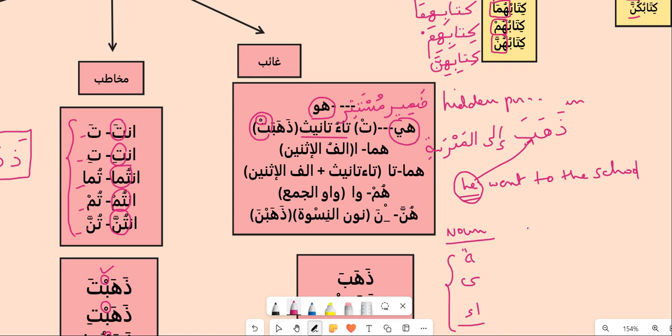And what about the verb? How do you know that this verb is being used for a singular feminine? The ta tanis. This is the sign of femininity in verbs only. So when ta tanis is used with the verb, you can see here, dhahabat. Now you can see the ta tanis is being used with dhahaba. That means now this verb dhahaba is being used for a feminine singular, and that she is not present in front of me. So now you can see the fatha over the ba is intact. It's not changed to sukun.